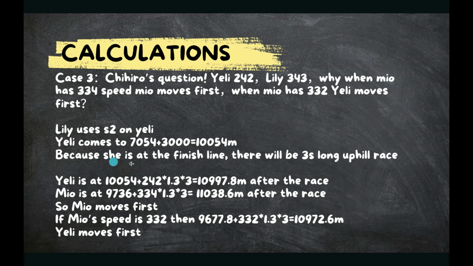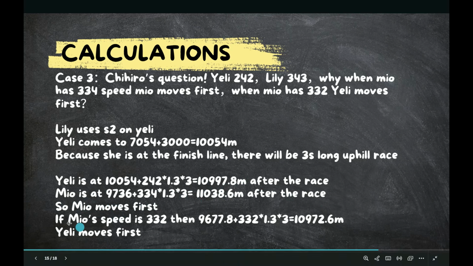And because she's already at the finish line, there will be a 3 seconds long uphill race, right? So after this 3 seconds long uphill race, Yeli's position comes to 10,997 meter and Mew's position comes to 11,038 meter after the uphill race. So in this case, Mew covered more distance than Yeli, so Mew is moving first.